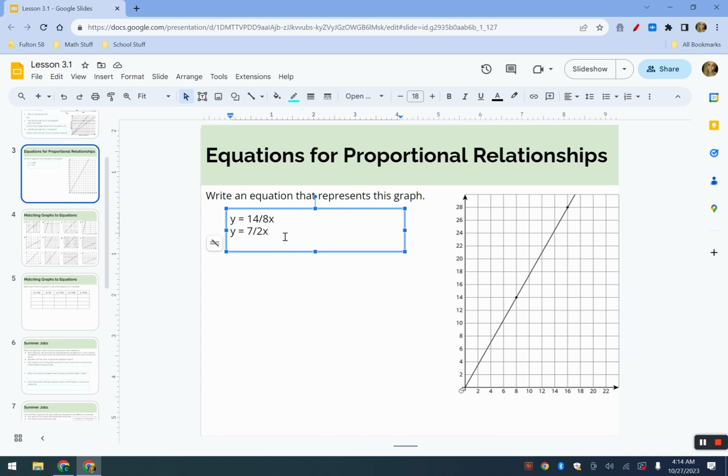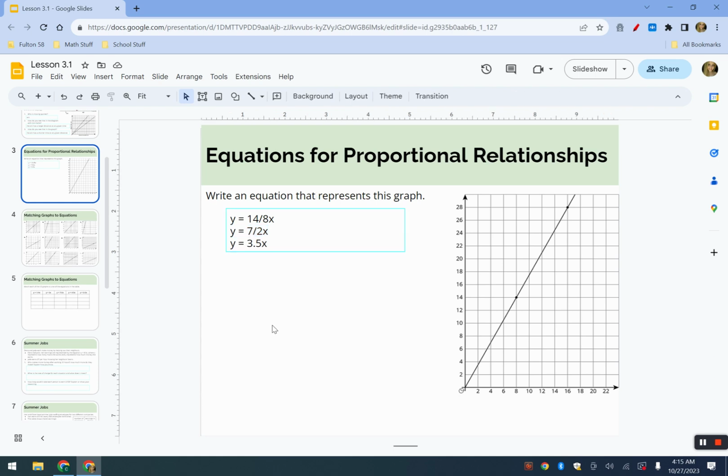You can also turn 14 over 8 or 7 over 2 into a decimal by dividing 14 divided by 8, 7 divided by 2. It's going to give you the same answer, and that's 3.5. So all of these are the same. It just really depends on which one you want to write down. I will say this one is going to be more helpful for the next activity. So go ahead and get these down and then let's move on.